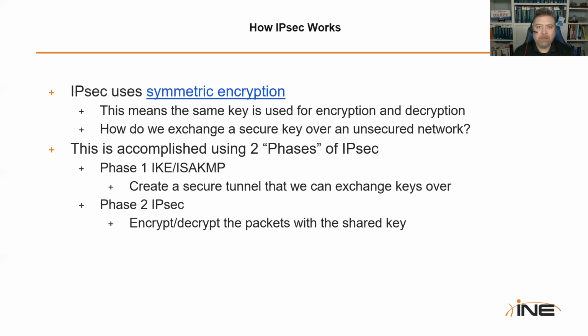The way specifically we're going to do this is with two types of negotiation. We call them phase 1 and phase 2. Okay, phase 1 is where we're creating a secure tunnel to exchange our encryption and decryption keys over. And then phase 2 is when we're actually encrypting and decrypting the packets with the shared key.